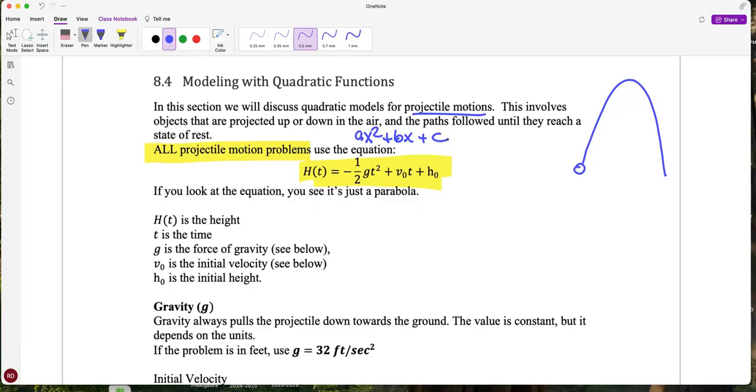So in this one, h of t, that's the height, and this is in feet. t is the time in seconds, okay? g is the force of gravity. That's a constant, so that comes from physics. g is 32 feet per second squared. v0 is the initial velocity, h0 is the initial height.